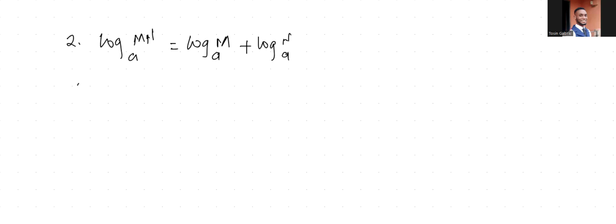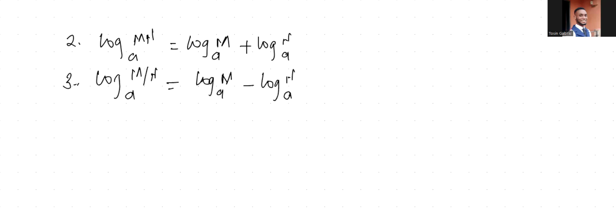All right, let's look at the second law. Let's say you have log mn in base a. It is the same as log m base a plus log n base a. So vice versa. Then the third law: log m divided by n in base a is the same as log m base a minus log n base a.